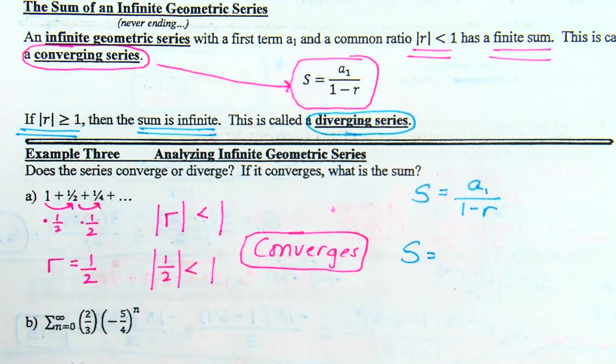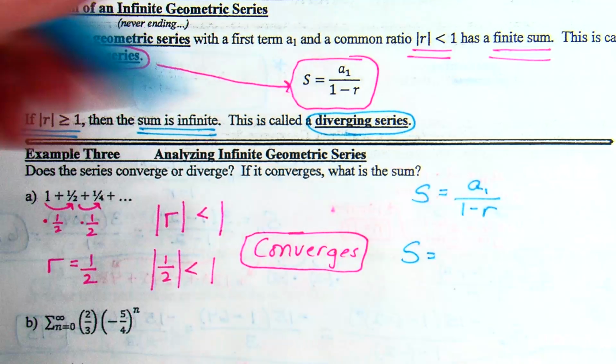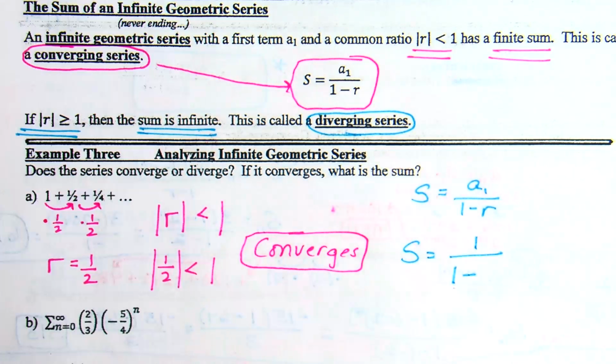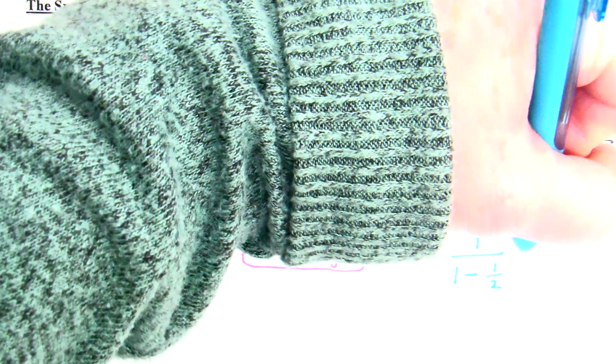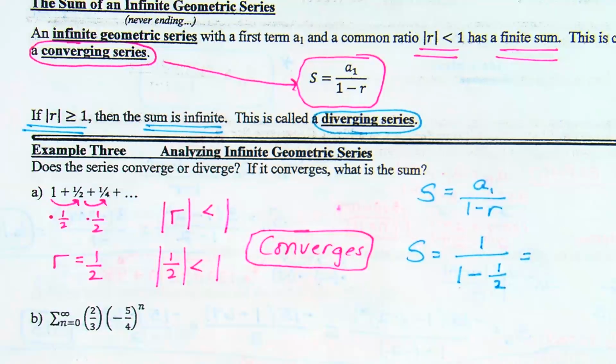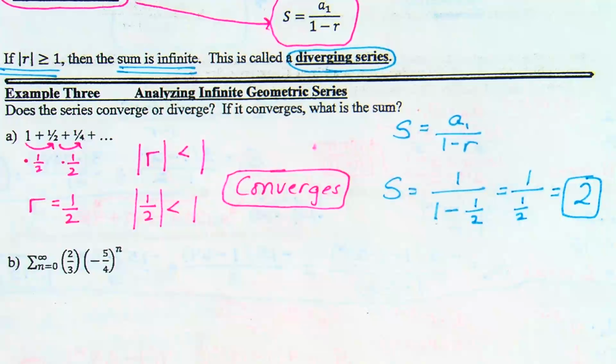This is a lot easier than the last formula, wasn't it? Okay, so 1 divided by, what is 1 minus 1/2? 1/2. 1 divided by 1/2 is 2. And so because these numbers are getting increasingly smaller, this series will converge on the sum of 2. Okay? It is approaching 2. The more and more numbers you add, the closer and closer it gets to 2.